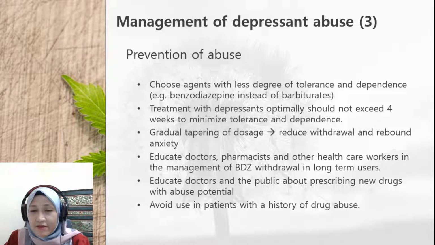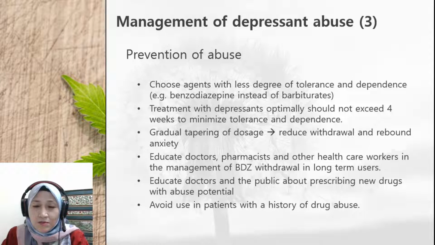Okay, and the treatment with depressants optimally should not exceed 4 weeks to minimize the tolerance and dependence. Okay, and also when you want to discontinue the depressants, you cannot abruptly discontinue. So you need to taper down the dose so that the patient does not experience the withdrawal symptoms. Because an abrupt abstinence or stopping of the dosage will cause them to develop withdrawal because they have started to be dependent or tolerant to it.